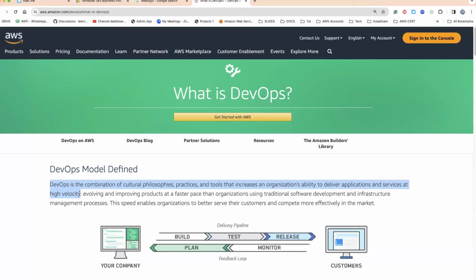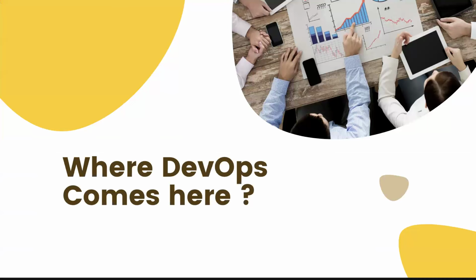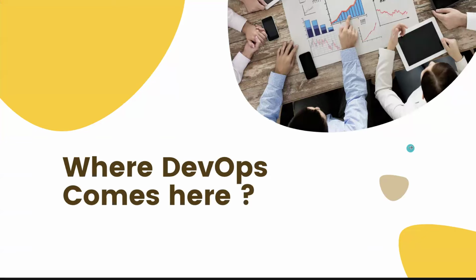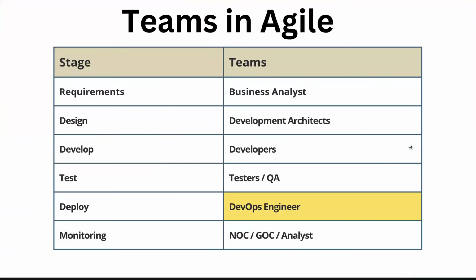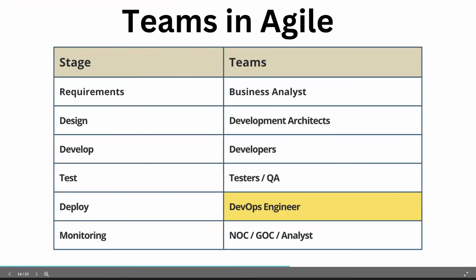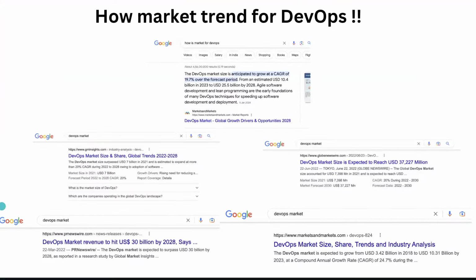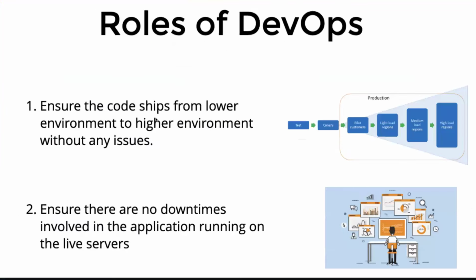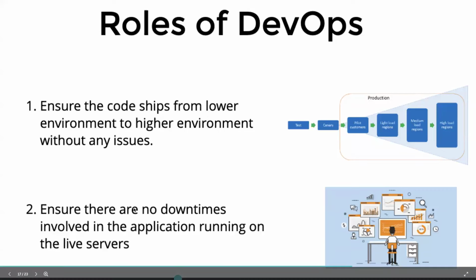Now, someone needs to implement this particular process in the organization, ultimately. So someone would be there to implement it, and that's where an engineer comes into the picture, and his role is aligned to that. Whatever the previous teams were doing, now this person is doing this job. What are his roles and responsibilities? He ensures the code shifts from the lower environment to the higher environment without any issues. That means he releases the product without any hurdle. And once it goes there, he needs to ensure there is no downtime involved. This aspect is also very important.